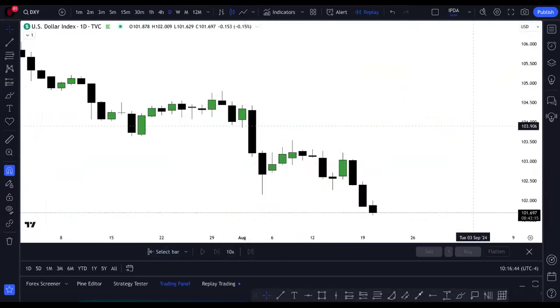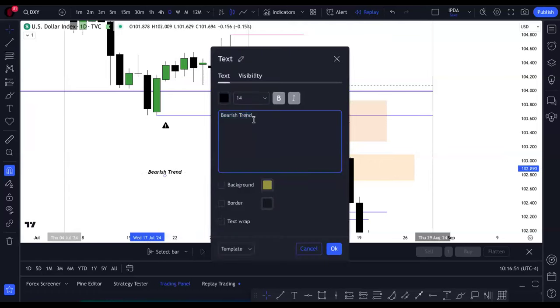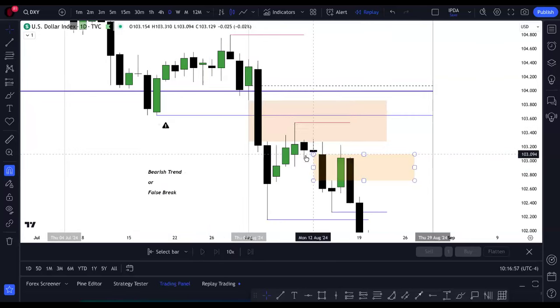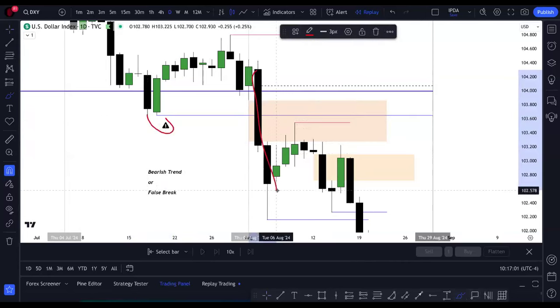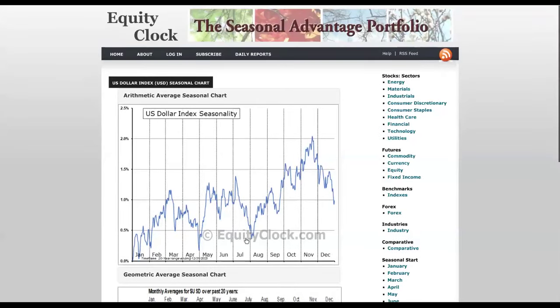Go down to the DXY. So we have it on a chart here. You see, at one point in time in the beginning of the month, we had two things here. We said bearish trend, or false break. And we're assuming, okay, maybe there's a false break. Maybe it broke this swing low here. Maybe it could turn around and go long. Because like I said before, seasonally, we were looking at the seasonal chart, and the data was telling us that August should have been bullish for the DXY. So we had that in the back of our mind.